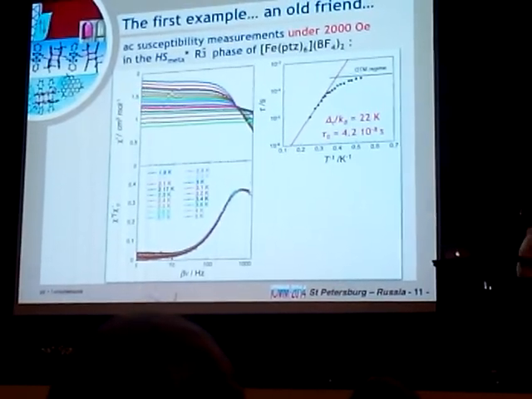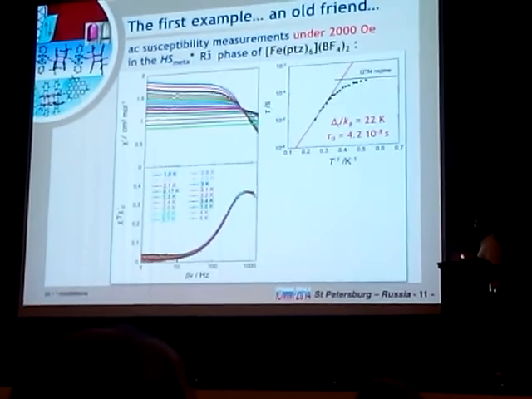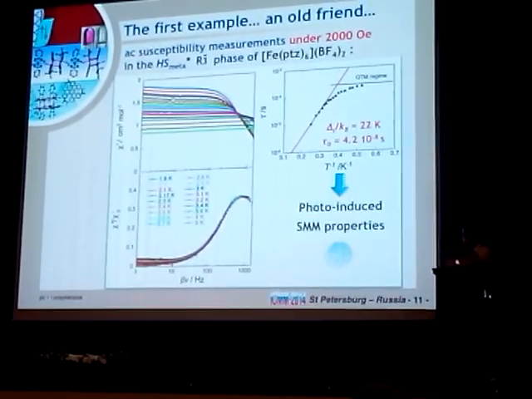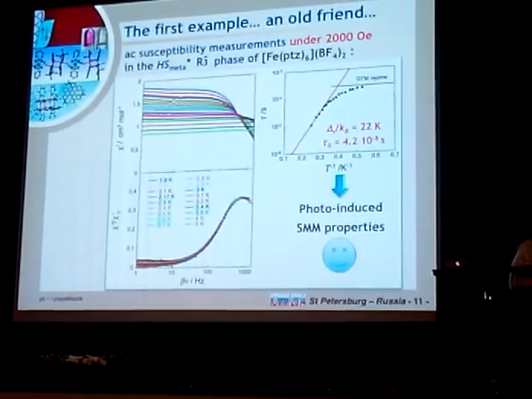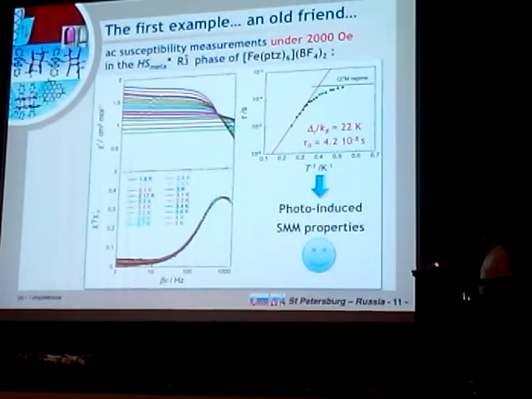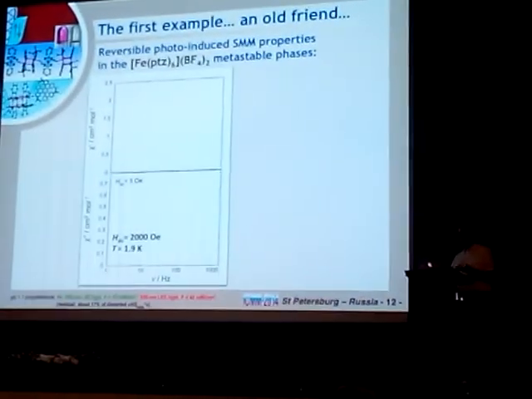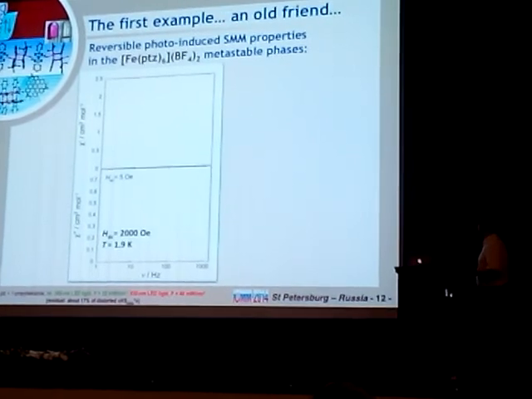And then at low temperature, you cross over to a region that is dominated by quantum effects. So this is actually the first evidence of single molecule magnet property in a photo-induced state of a spin crossover system. So now you can play around, you can have fun in the lab in your SQUID.